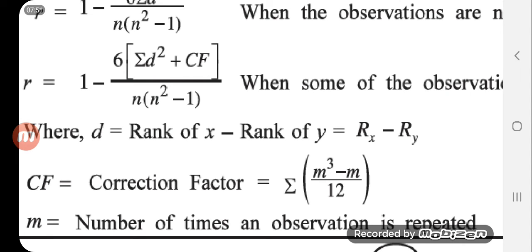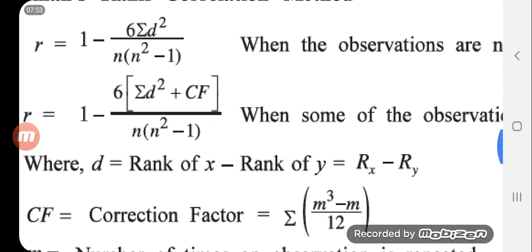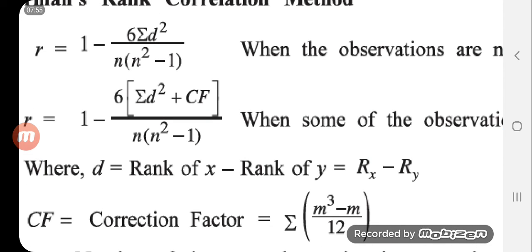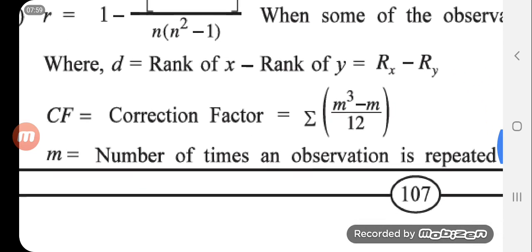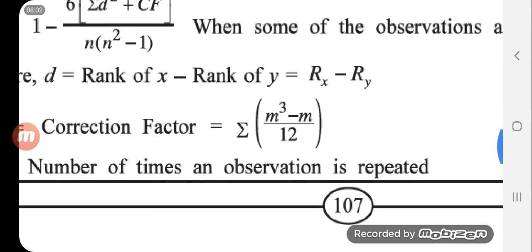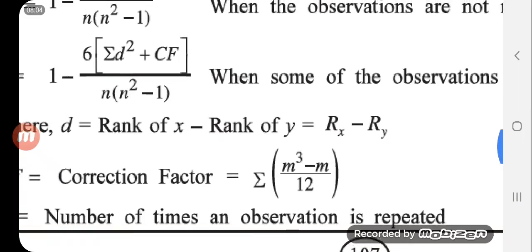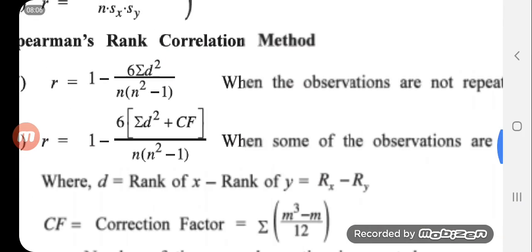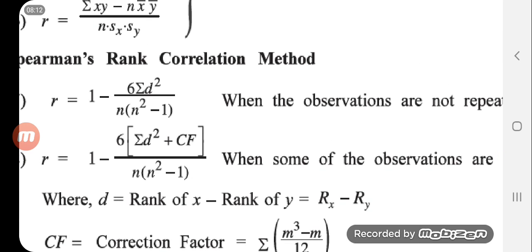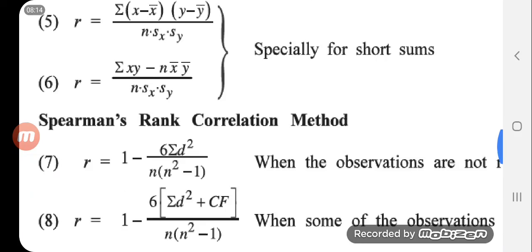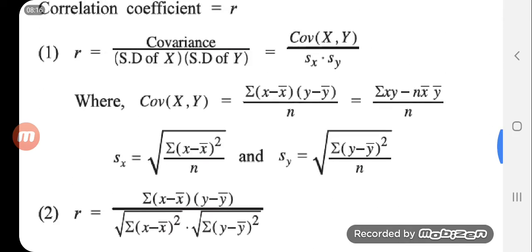It is written in short as rx minus ry, and after getting these values we can put in the formula and get the value. Here m is the number of times that observation is repeated, we will take the value of m like this. When I explain the sums on the board, you will come to know. It's not so difficult, but I have given you this so that you can learn the formula by heart and it will be easier for you to do the sums.